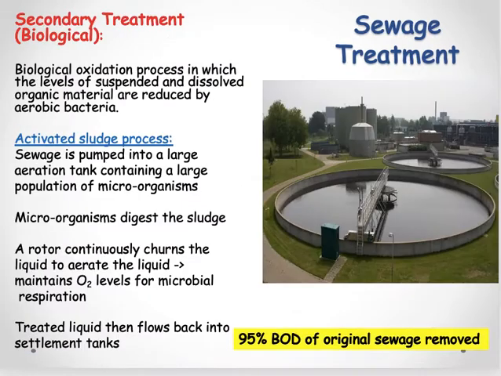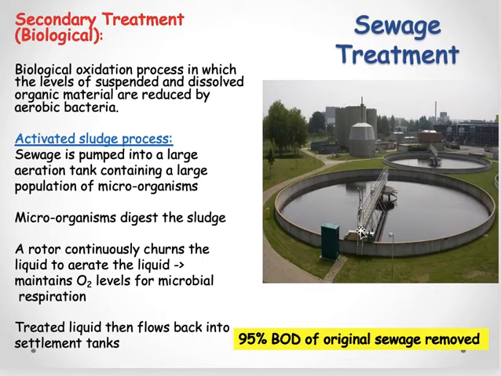Next, we're going on to the secondary treatment. Secondary treatment, as I mentioned, is a biological process. The definition is biological oxidation process in which the levels of suspended and dissolved organic material are reduced by aerobic bacteria. Okay, and this is also known as an activated sludge process. And you'll see the diagram here has a big tank, and in that tank you have a large population of bacteria. The tank is kept aerated by having a rotor in there which maintains the oxygen levels for the bacteria, and those bacteria and some other microorganisms break down any organic matter that is still left in the water.